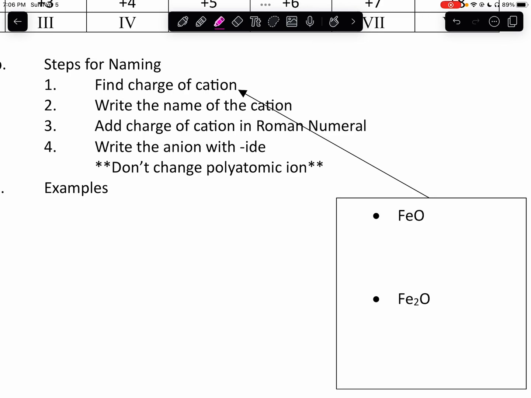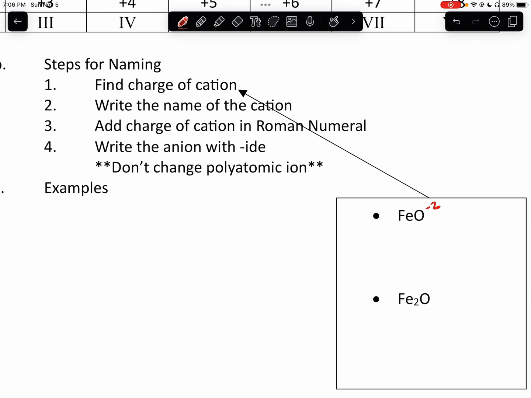To find the charge of the cation, we have to use the anion to figure out our charge. And remember, our charges are going to add up to be 0. If we look at this, we know oxygen is -2. I found that on my periodic table above group 16. It's a -2 up there. So remember, our charges have to add up to be 0.